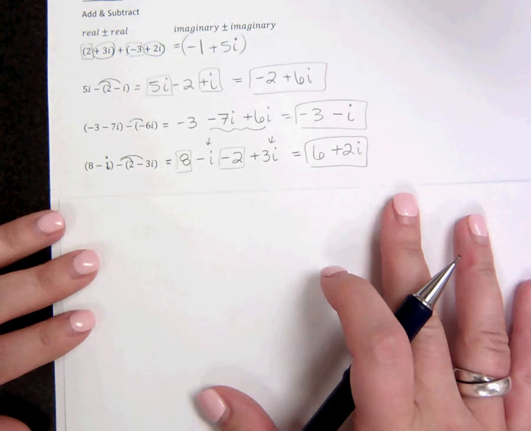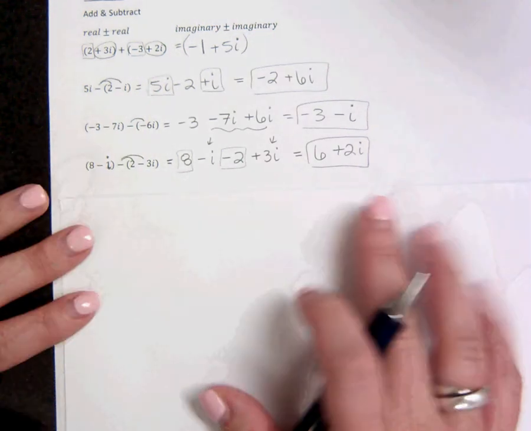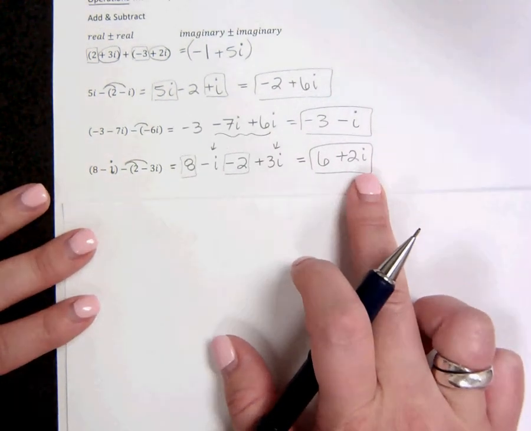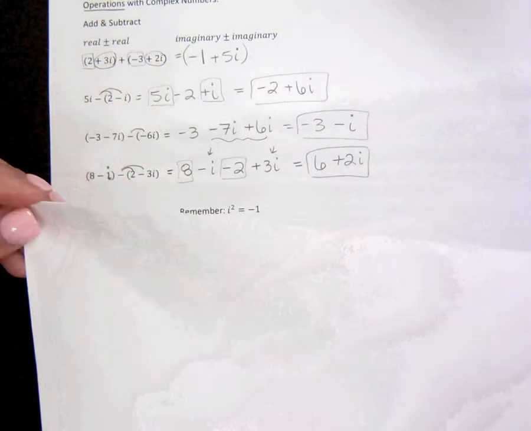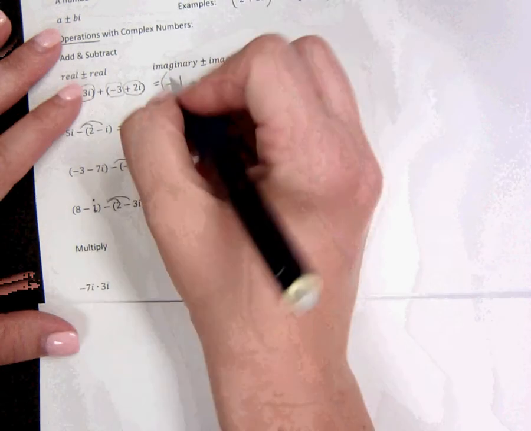So you always put the real number first, then the imaginary, which seems a little backwards to us because when we see letters we think variables, but imaginary numbers always go second. So that's adding and subtracting, kind of like combining like terms.